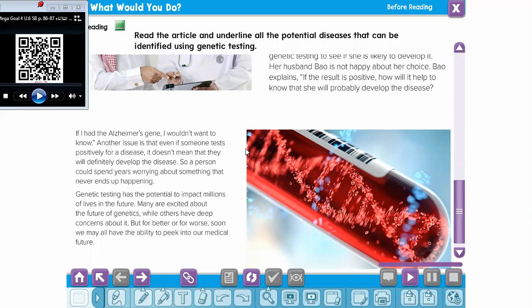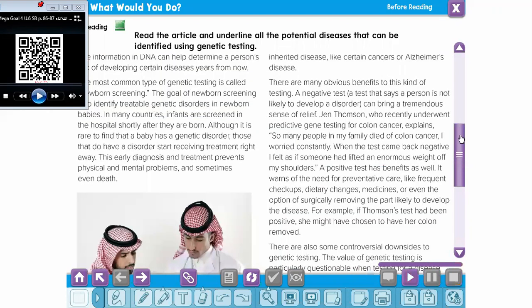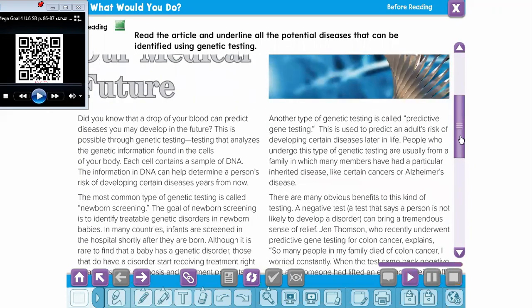Okay. Now my dear students, I want to know the meaning of some words in this article. I want you to guess the meaning of them. Let's start with the genetic test. What does it mean, the genetic test? I want a student to give me the meaning for this word.